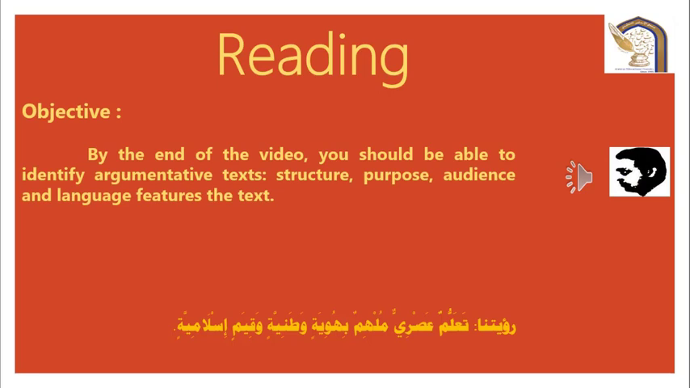Argumentative texts present two contradicting points of view concerning a topic. Today, our objective is to identify the following aspects. Number one, the structure of argumentative texts. Number two, the purpose of an argumentative text. Number three, the possible audience of such texts. Number four, the language features of argumentative texts. Let's start.